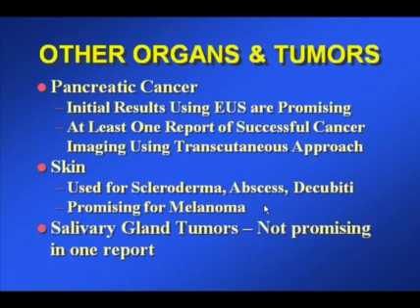For pancreatic cancer, the initial results using endoscopic ultrasound have been very promising, and there's been one report at least of successful cancer imaging using a transcutaneous approach. In the skin, elastography has been used to detect benign processes such as scleroderma, skin abscesses, decubitus ulcers, and it has even been shown to be somewhat promising for melanoma. The one area where elastography has shown no success so far has been in the single report of a salivary gland tumor, where elastography was unable to reliably differentiate the lesion from benign.